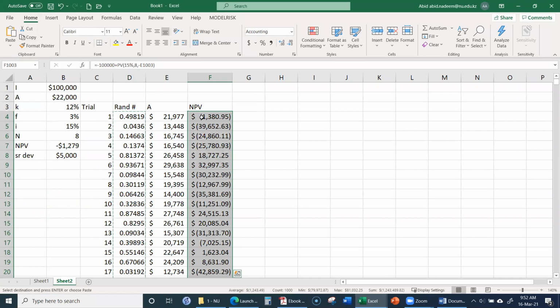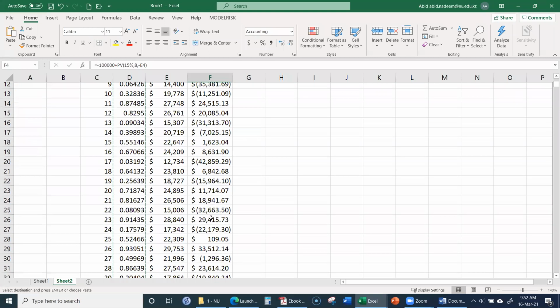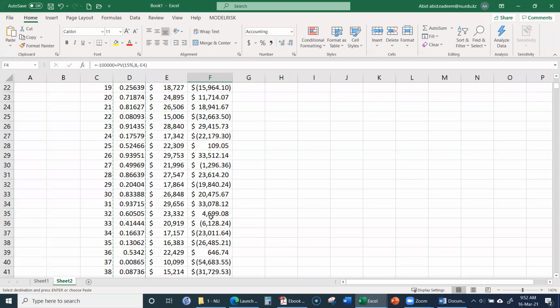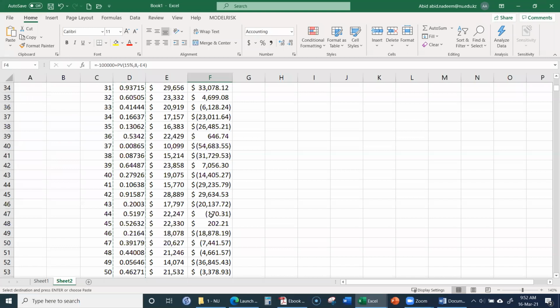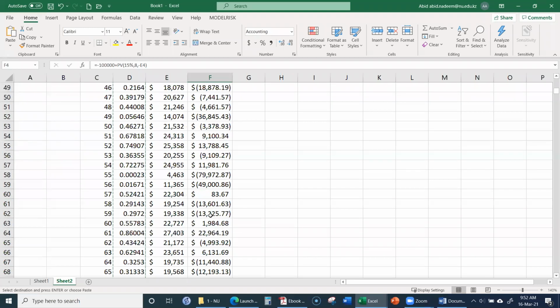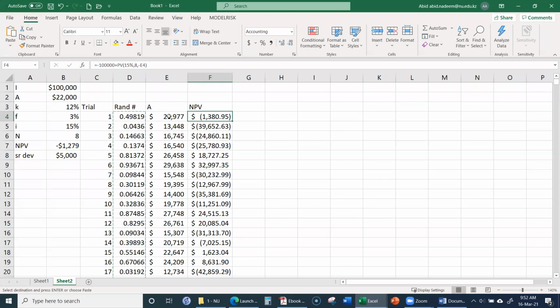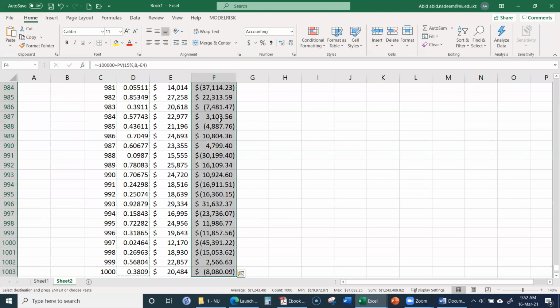Okay, so now in this case, some of the net present values are negative, and some of the net present values are positive over here as well. So you can see some positive values, some negative values based on this data. So what is the distribution of these net present values? For this, I need to press Control Shift, and then I will select it.